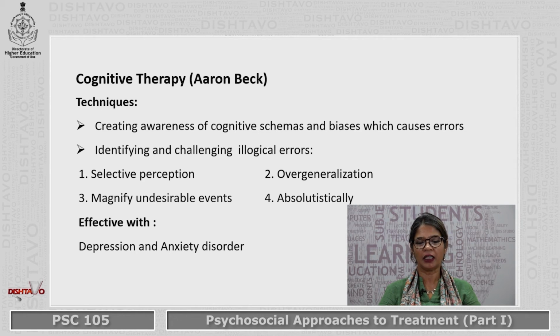You basically create an awareness of the illogical thought processes that we hold. Each of us holds cognitive schemas and biases which cause errors, and the therapy involves identifying and challenging these illogical errors. One way you do this is to look at selective perception, overgeneralization, magnifying of undesirable events, and absolutism. Effective with depression and anxiety disorders.